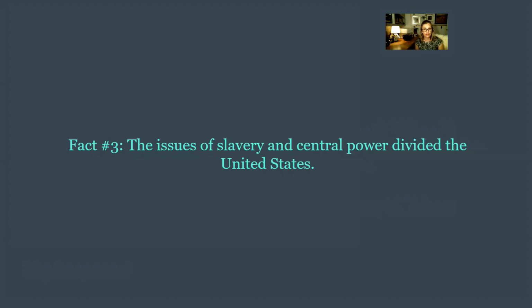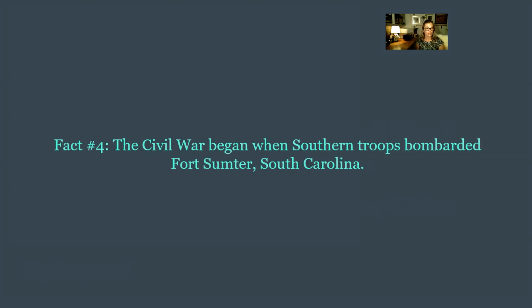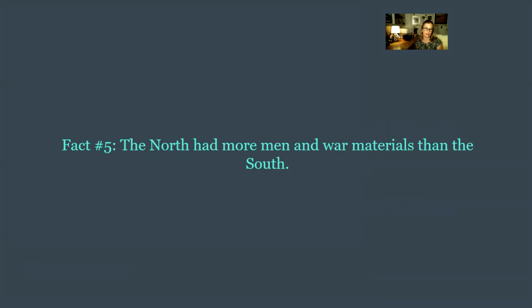It's kind of similar, but even more exacerbated, that the states were advocating, especially the southern states, were advocating for more localized control and governmental oversight of their own states and local constituents. But the real issues at the center of all this had to do with the role of slavery. Fact number four, the Civil War began when Southern troops bombarded Fort Sumter in South Carolina.